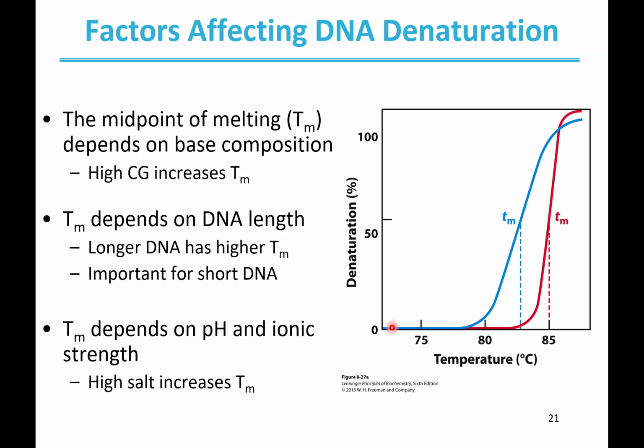The denaturation of DNA is affected by a couple of things primarily. The base composition is important. Higher C and G content will increase the melting temperature. And remember, C and G form 3 hydrogen bonds to one another. A and T only form 2 hydrogen bonds. So the more G and C you have, the more hydrogen bonds you're going to have in your double strands, and the harder it's going to be to separate those two strands.